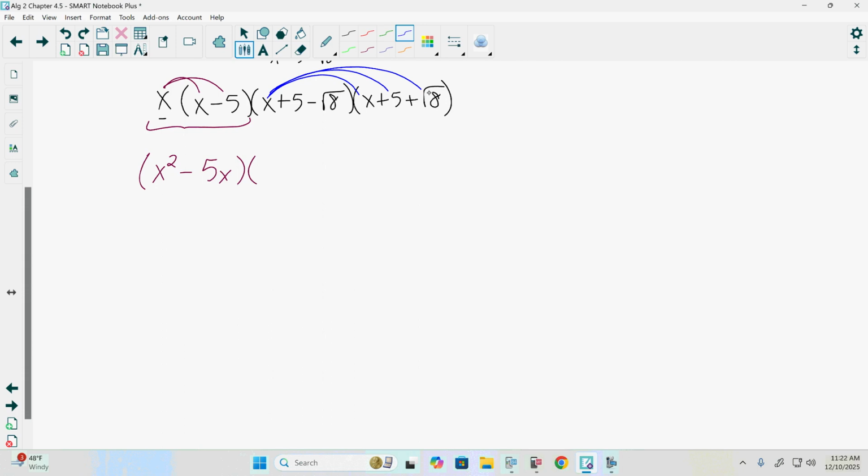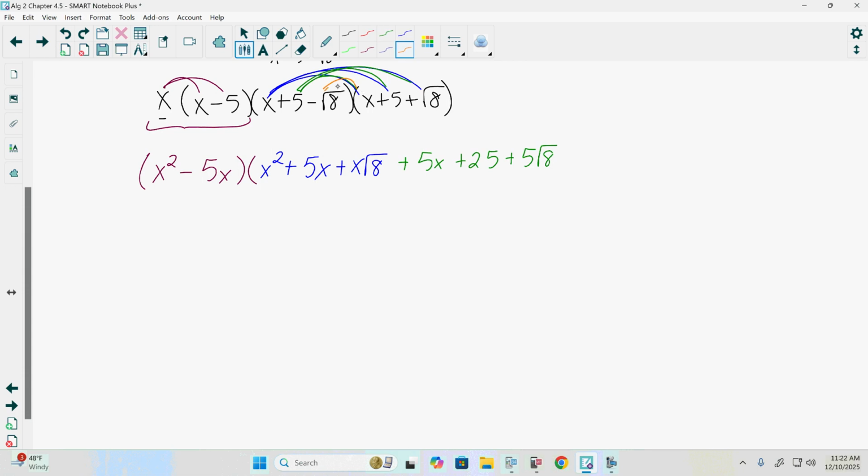Right next to each other. X times x is x squared. X times 5 is plus 5x. X times the square root of 8 is plus x square roots of 8. Then we'll move on and distribute our positive 5. 5 times x is plus 5x. 5 times 5 is plus 25. And 5 times positive square root of 8 is plus 5 square roots of 8.